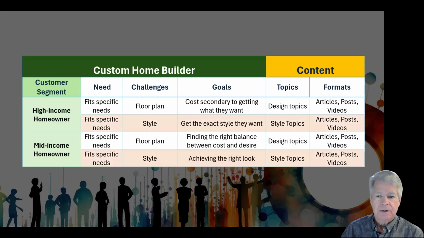This last group, mid-income homeowners, once again has the same needs and challenges as the high-income buyer, but their goal is to get the right look and not necessarily the exact look and style they wanted, because they know they can't afford that level of luxury. The content is the same as it was for the high-income homeowners. And again, the best way to address this concern is by advertising two or more pricing levels and offering content for each level or customer segment.